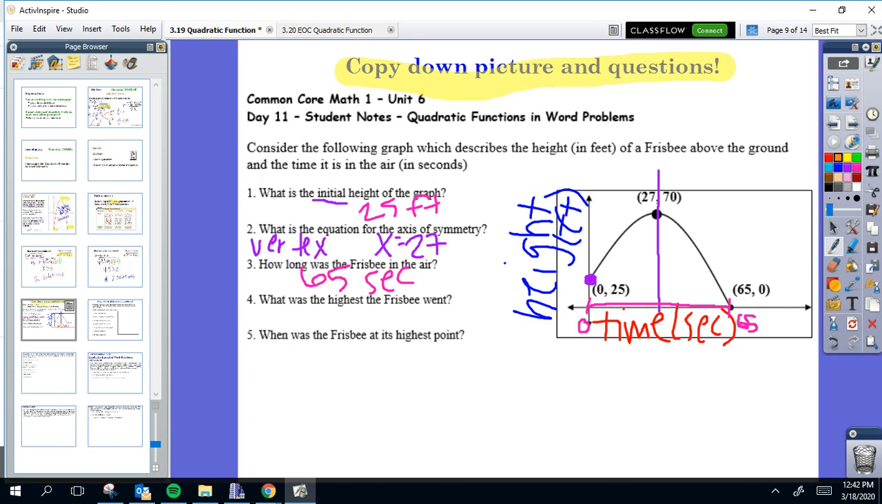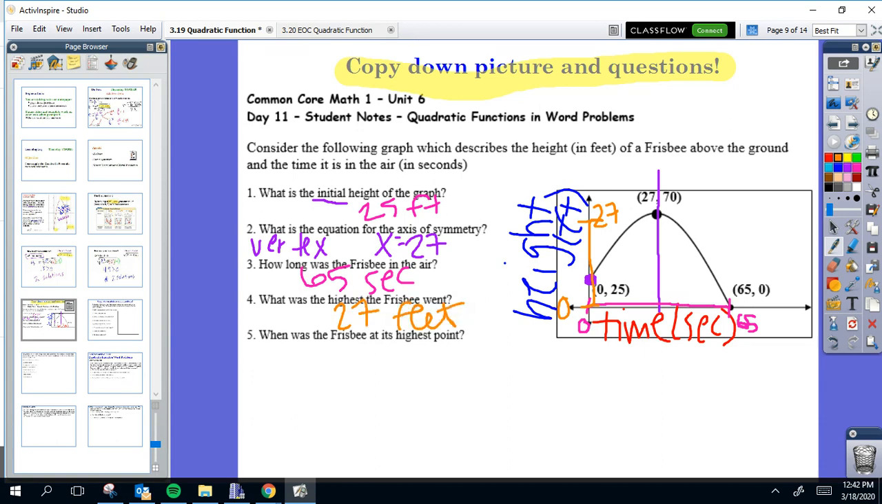So we just measured in pink the time on the x-axis. When it asks how high it is, we're measuring the height in feet on the y-axis. So it's going all the way up to this value. And what is this value? It goes from 0 to a maximum height of 27. So the highest it went was 27 feet.